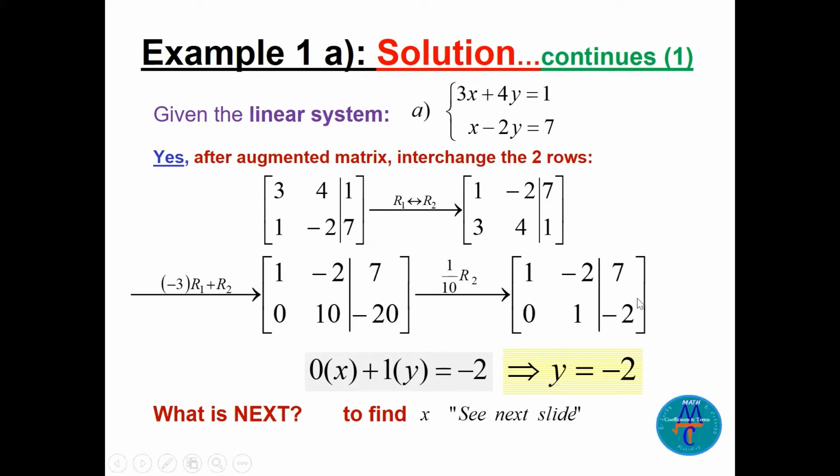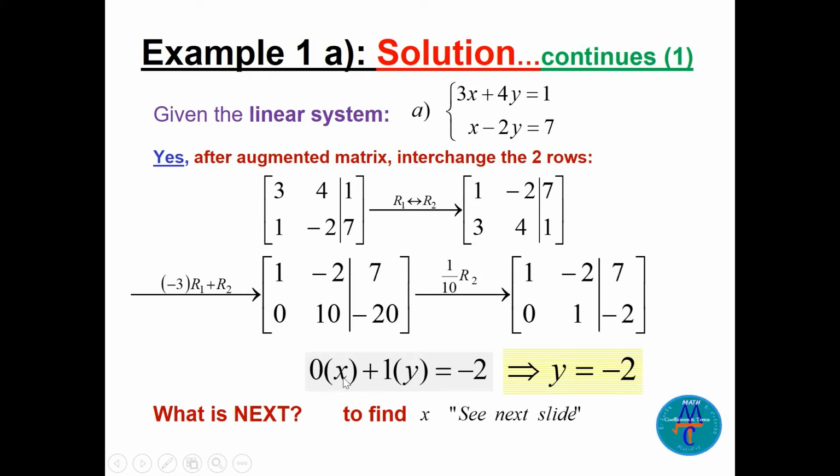So that will be 0, 1, minus 2. Now I stop here and start finding the variables. Just look at the second row here. 0, 1, minus 2, what is that? Just translate it, make it an equation.